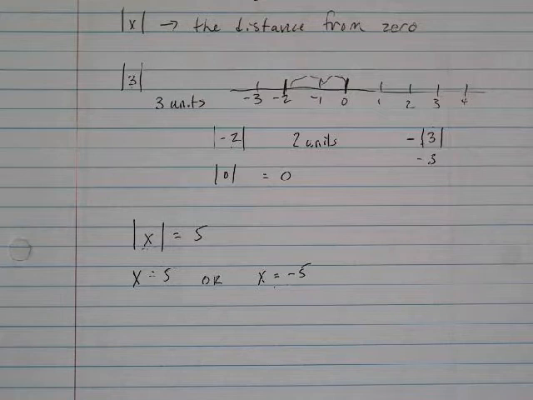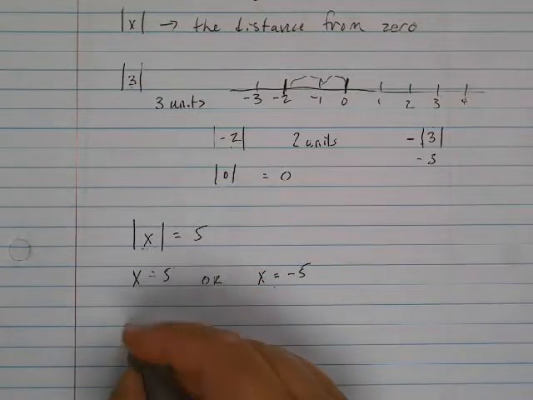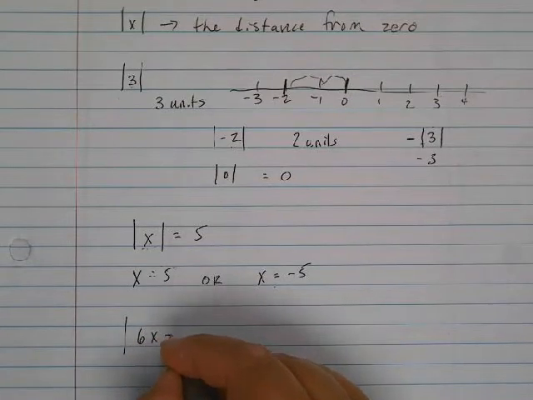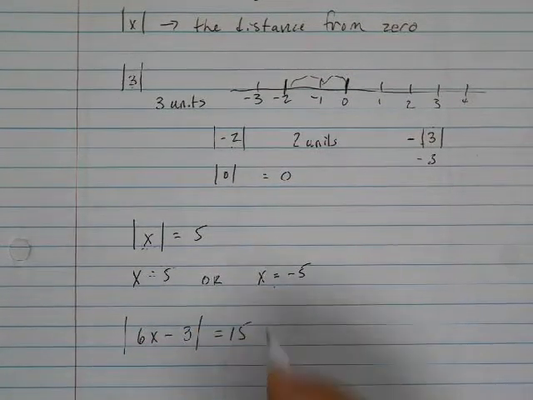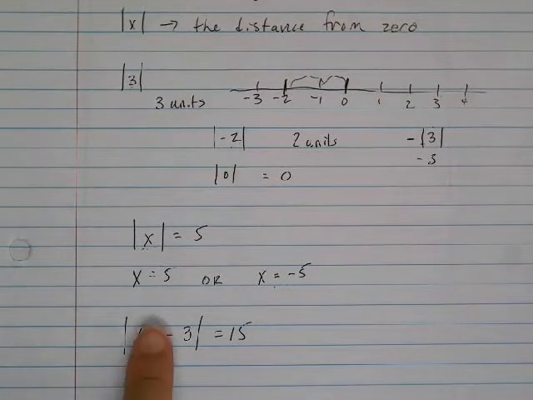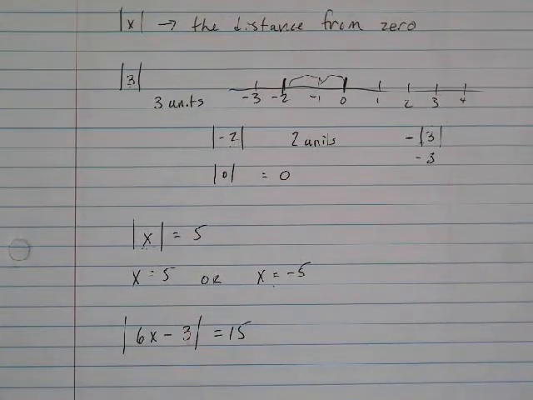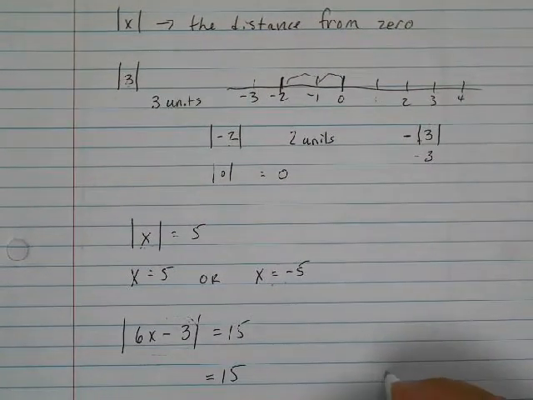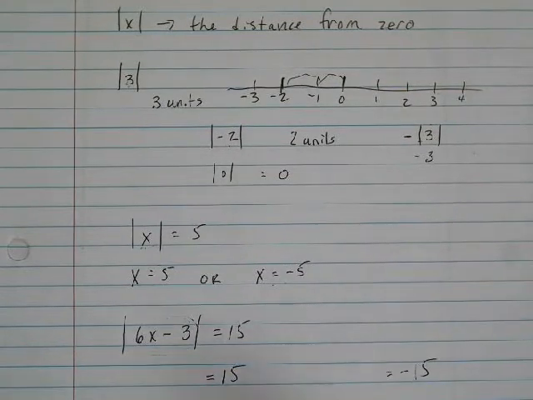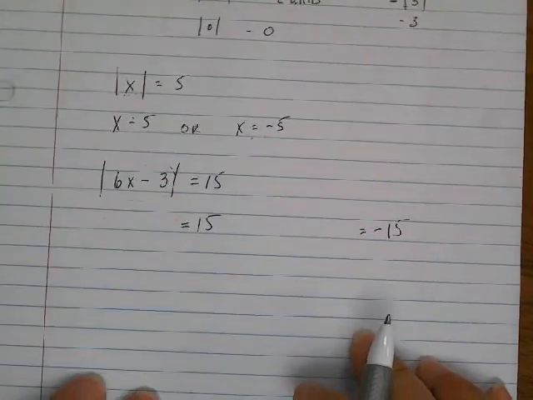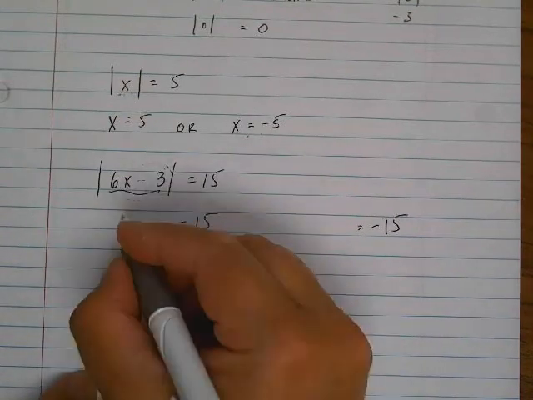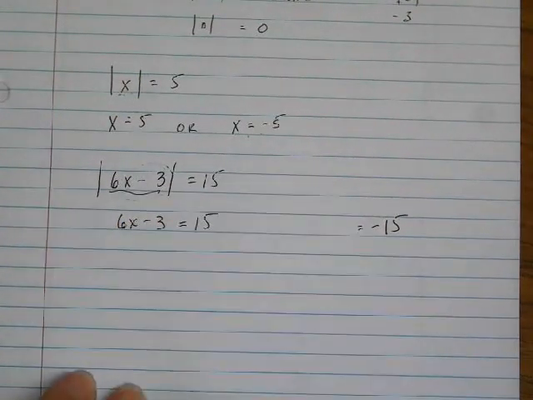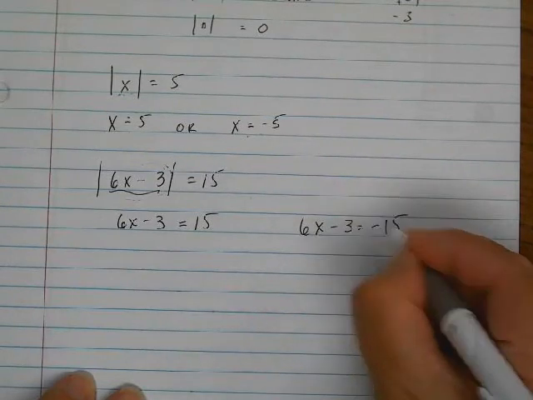Let's think about this one. What if I had the absolute value of 6x minus 3 equals 15? I would say whatever's inside these absolute value marks could be 15, or whatever is inside here could be negative 15. It could be one or the other. So the 6x minus 3 could be 15, or the 6x minus 3 could be negative 15.